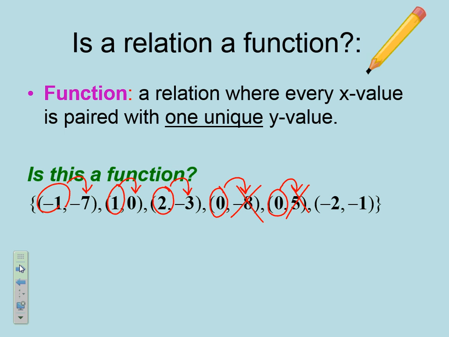Okay, 0 can't be paired with two different y values. It has to only have one unique y value. And because that's happening, this is not a function. Okay, so this is an example of not a function. So when we plot our points or when we look at a list of points, that's what we're going to be looking at to see if they make a function.